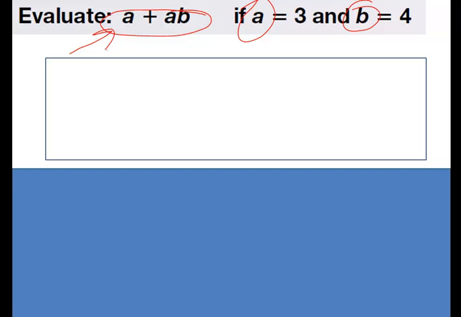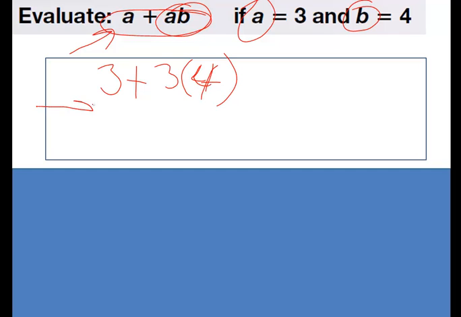So the A, for every A we see, we're going to plug in a 3. So we're going to write 3 plus, and then we put in another 3. And then we see that the B is equal to 4. So anytime two are right next to each other like this, that means multiplication. So now that's what it looks like.